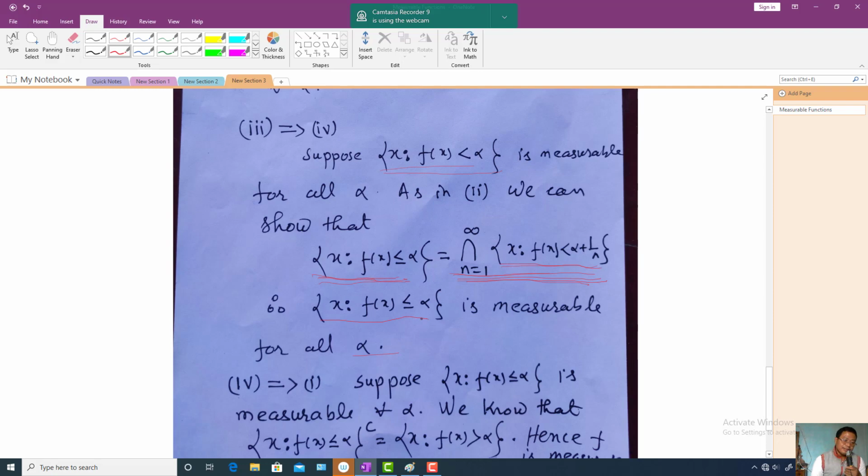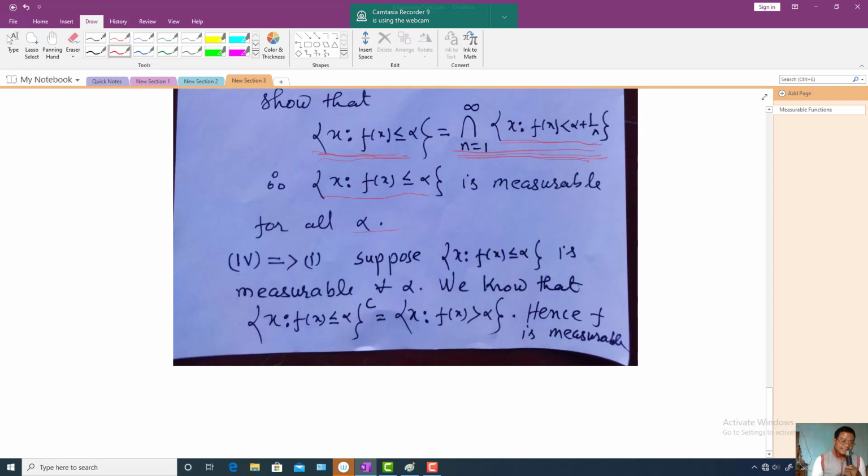Lastly, we are going to prove 4 implies 1. It is very straightforward. Suppose we assume statement number 4, which means x such that f of x is less than or equal to alpha is measurable for each alpha. For every alpha, this set is measurable. That is statement number 4. We are going to assume this one. Now let us prove statement 1.